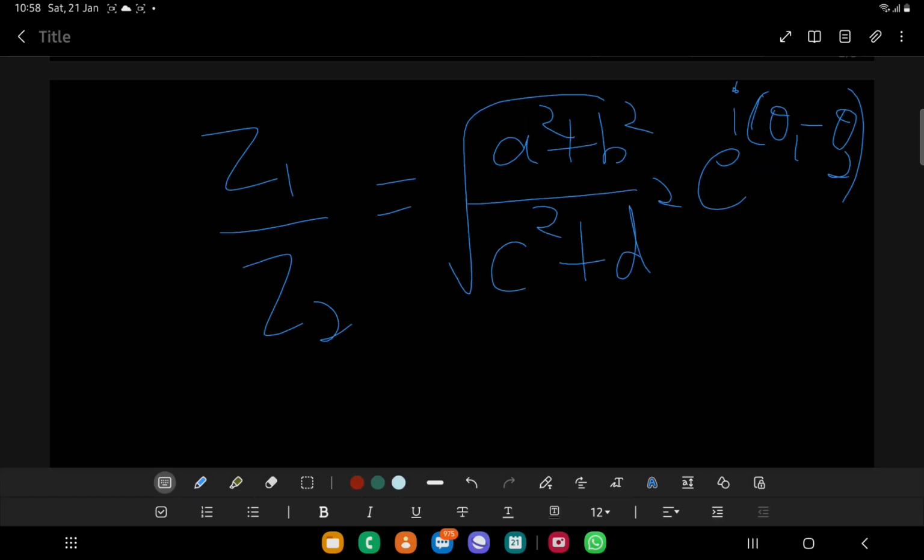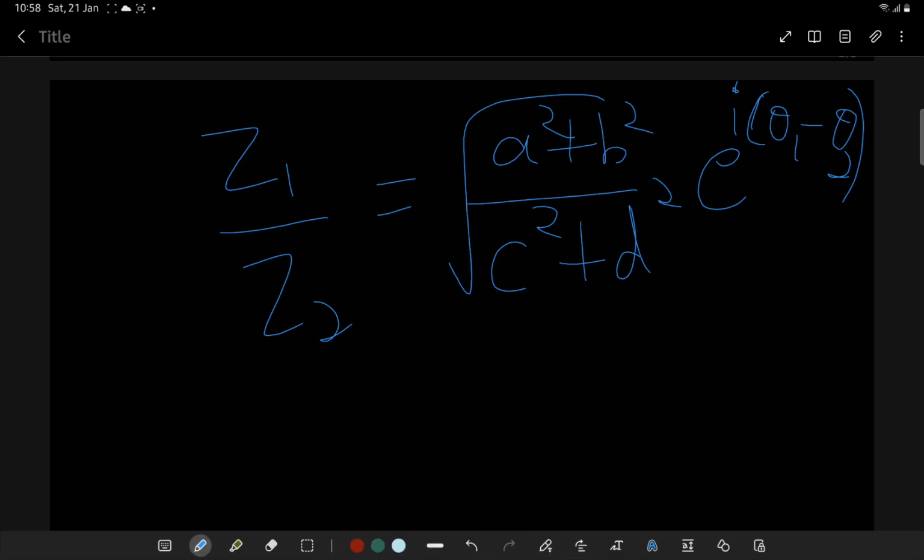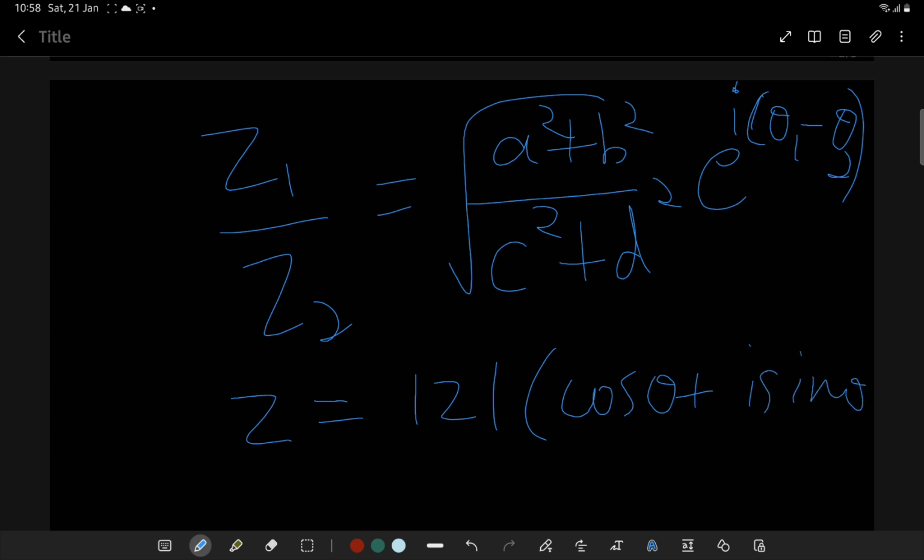Now since we have scientific calculators, we can use this formula directly and find the division of complex numbers with less chance of error. Also by this property, z is equal to mod z times cos theta plus i sin theta, that is the polar form of the complex number.